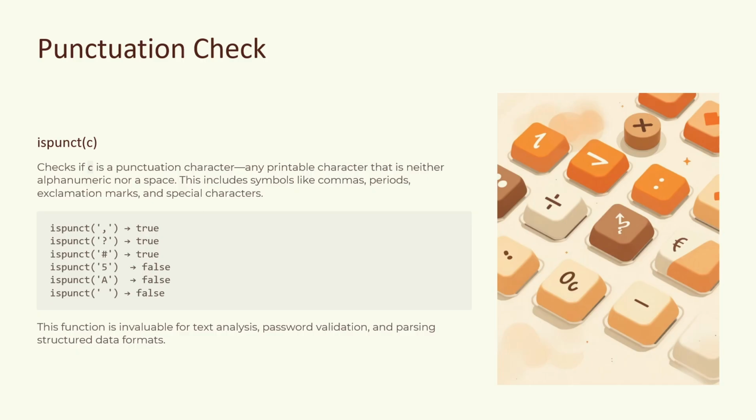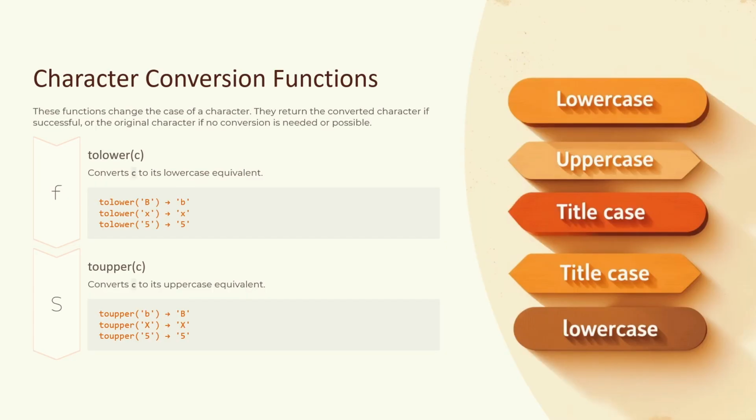Now we are going to talk about the character conversion functions. Character functions allow us to modify characters. These functions change the case of a letter, and return the converted character if successful, or the original character if no conversion is needed or possible. First, the toLower function converts uppercase letters into lowercase. For example, capital B is going to become small b, small x is going to be small x only because conversion is not possible, and capital S is going to become small s.